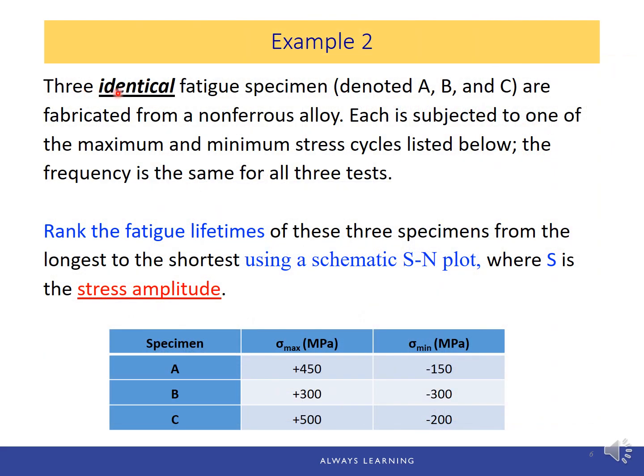We have 3 identical fatigue specimens, A, B, and C, fabricated from a non-ferrous alloy, and each is subjected to one of the maximum and minimum stress cycles listed below. The frequency is the same for all 3 tests. Rank the fatigue lives of these 3 specimens from the longest to shortest using a schematic S-N plot, where we should use stress amplitude for the vertical axis.